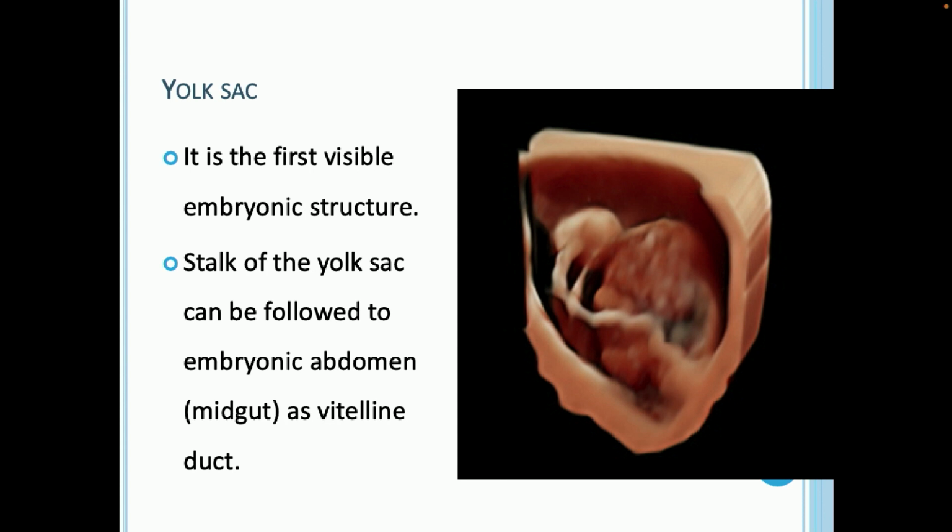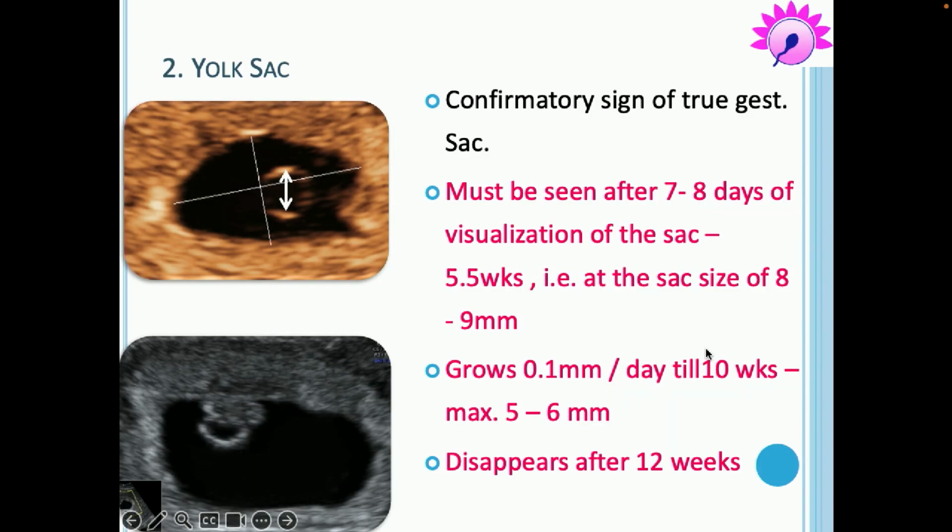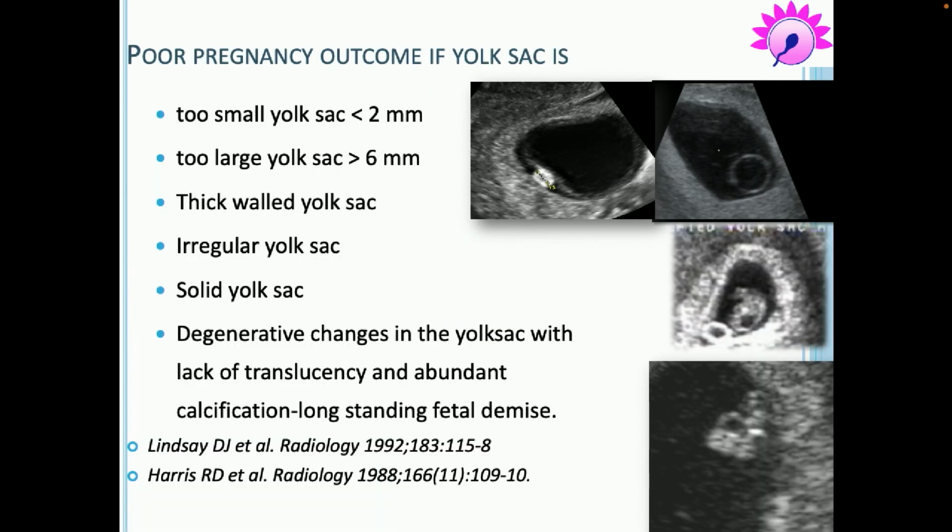the pregnancy. Yolk sac, as we know, is the first visible embryonic structure. Stalk of the yolk sac can be followed to the embryonic abdomen as the vitelline duct. You can see the entire vitelline duct here. This is not an umbilical cord, this is an amniotic membrane here. This is amniotic membrane. Yolk sac usually, as we know, should appear 5-6 millimeter size, so 7 to 8 days after the visualization of the sac. Growth rate of the yolk sac is 0.1 millimeter a day, maximum 6 millimeters. Minimum should be at least 2 millimeters.